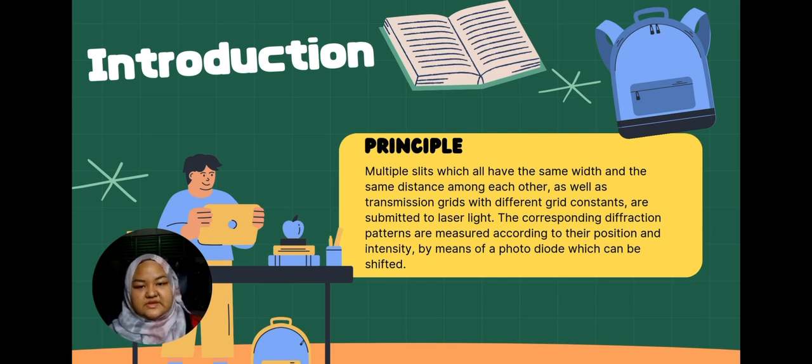So for the principle, multiple slits which all have the same width and the same distance among each other, as well as transmission grids with different grid constants, are submitted to laser light. The corresponding diffraction patterns are measured according to their position and intensity by means of a photodiode which can be shifted.